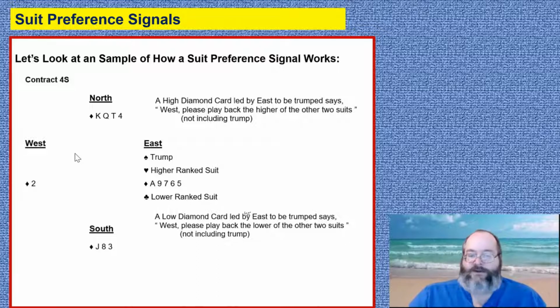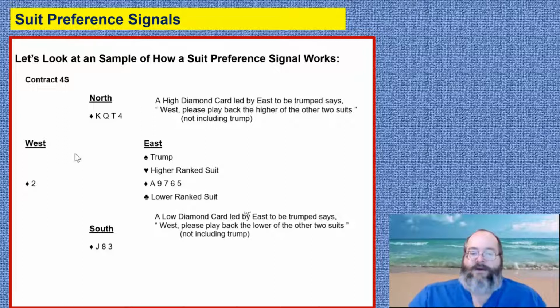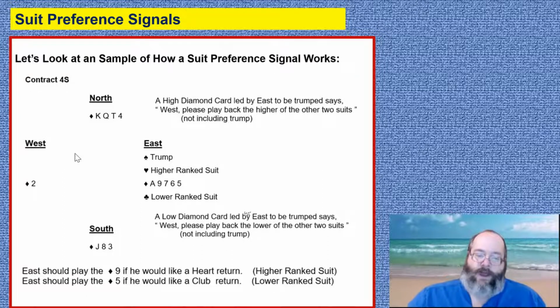The higher rank suit here is hearts. So if you want partner to return a heart after he trumps your diamond, you would play the 9 of diamonds. If you want partner to play a club back when he trumps the diamond, you would play the 5 of diamonds. So you have a choice there.